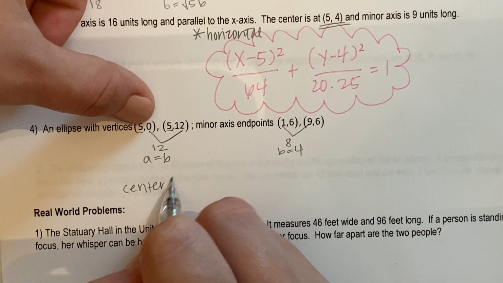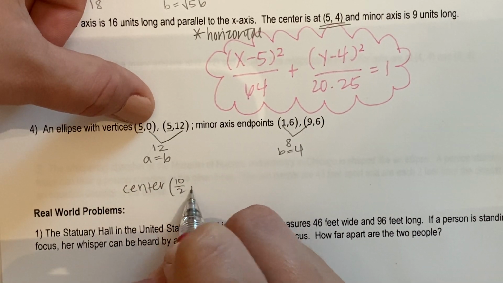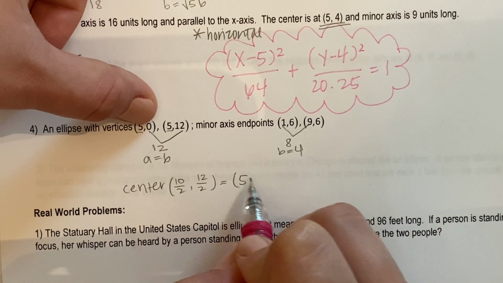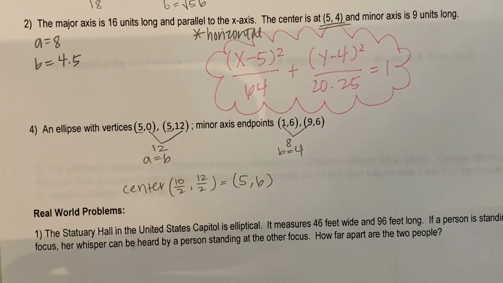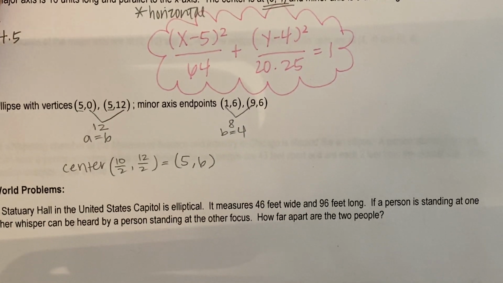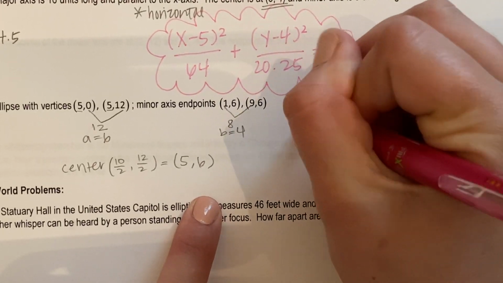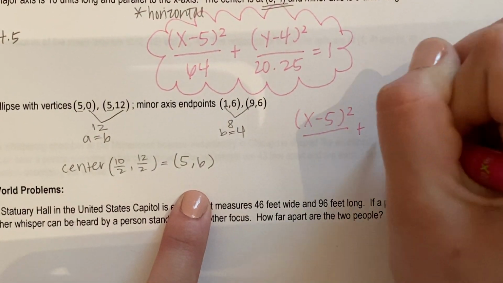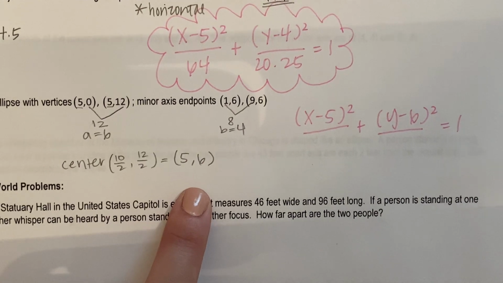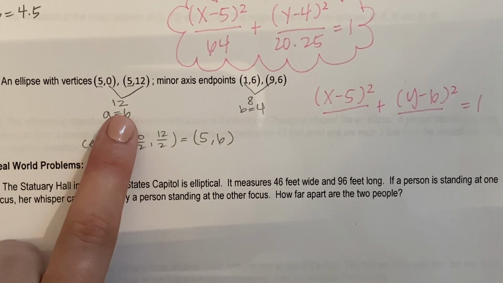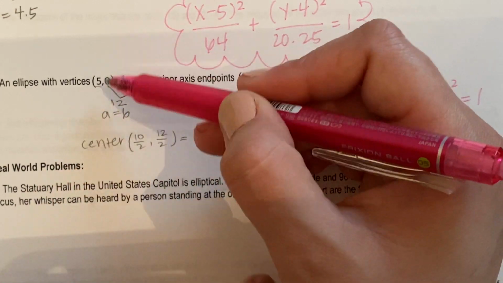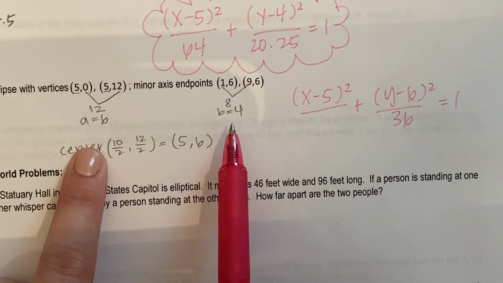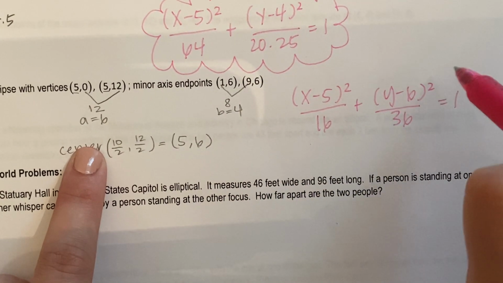So to find the center, 5 plus 5 is 10 divided by 2. 0 plus 12 is 12 divided by 2. So my center is at 5, 6. Now we just have to plug in all the information into our equation. So we have x minus 5 squared plus y minus 6 squared always equals 1. Now remember, for this one, the major axis, the y value is changing. So this is a vertical ellipse. So this 6 squared, the 36, is going to go under y. And then 4 squared, 16, is going to go under x.